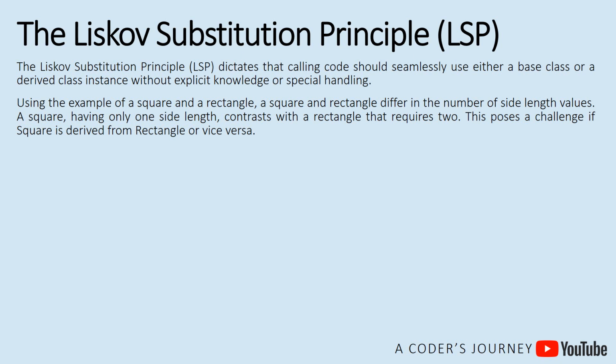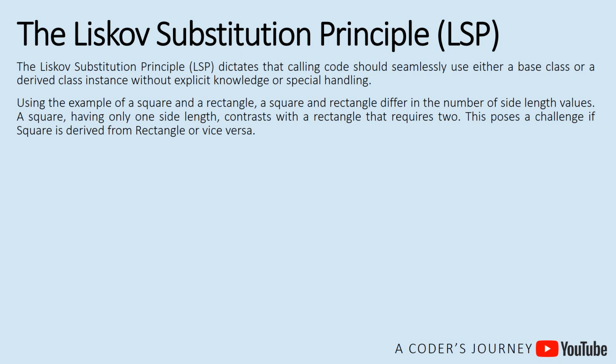But a rectangle is different. So a rectangle has 4 sides like a square, but the difference is that for a rectangle, 2 sides have the same length and the other 2 sides are of different lengths. So this is the difference between a square and a rectangle, right?